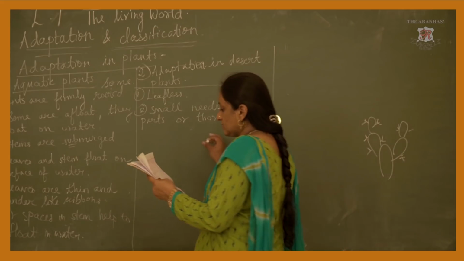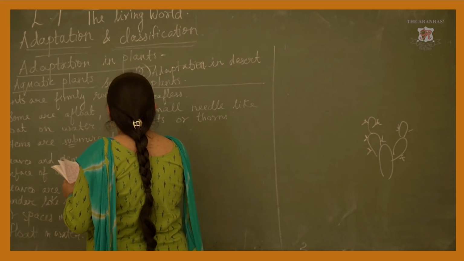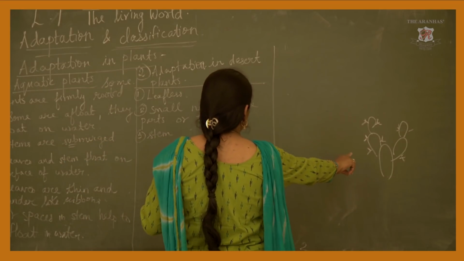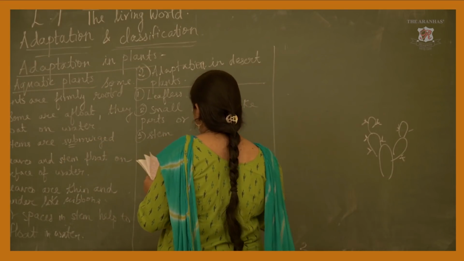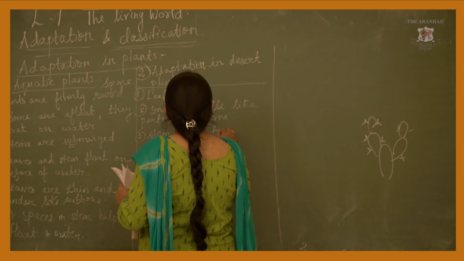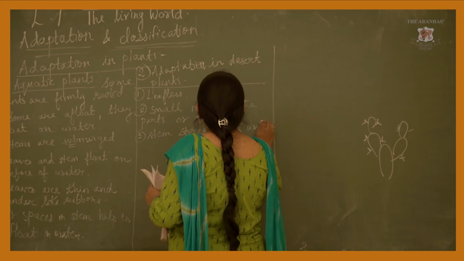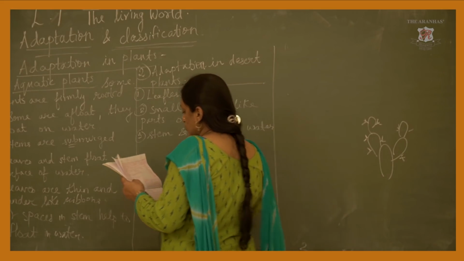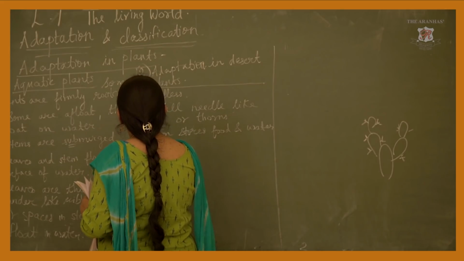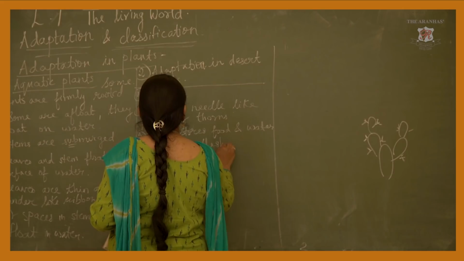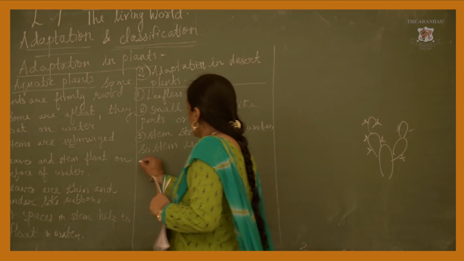The next characteristic of this desert plant is, what stores food and water? They do not have body parts like normal plants, they have different body parts. So the stem stores food and water. In desert plants, you can see in the textbook, the stem stores food and water. So the stem of a desert plant is fleshy, because it stores food and water. And there are no leaves.